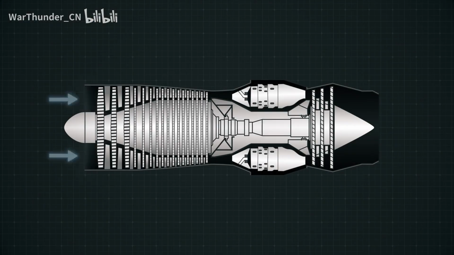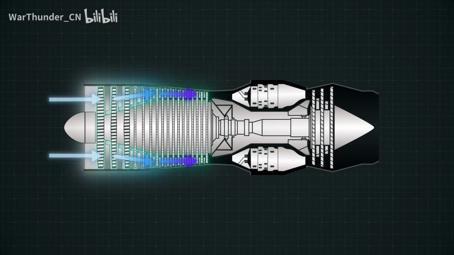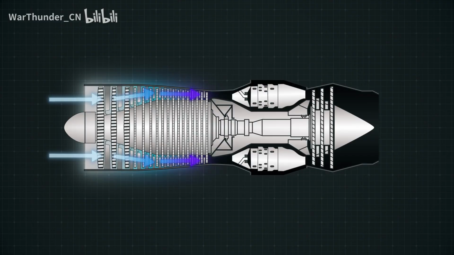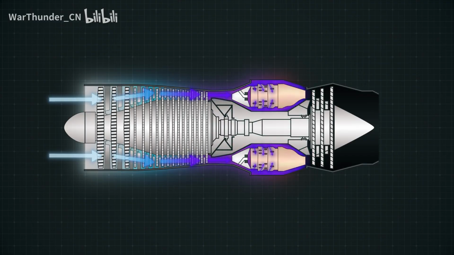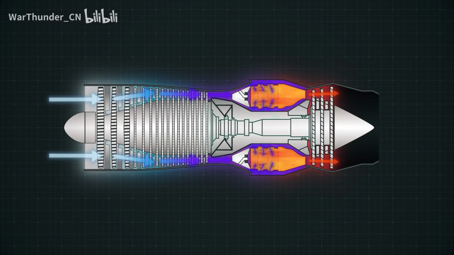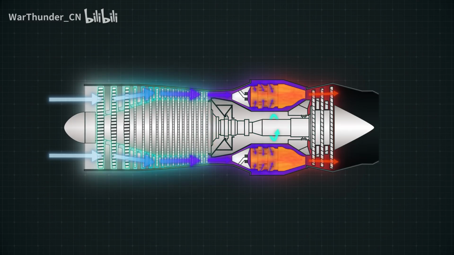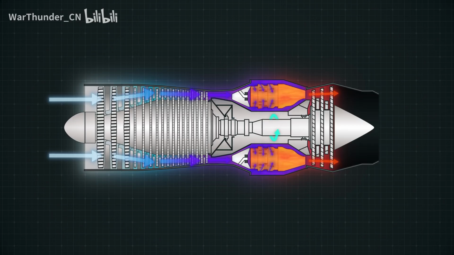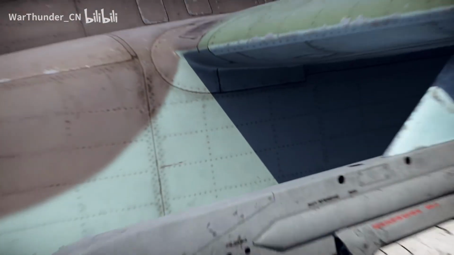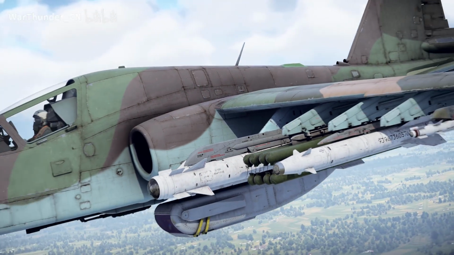Air enters through the intake and goes straight into the compressor, which is essentially a series of rotating blades that compress the airflow dozens of times. The heated, high-pressure air then enters the combustion chamber, where it mixes with atomized fuel and ignites. The resulting hot gases rush into the turbine, spinning it. Through a shaft, this rotation drives the compressor, keeping the entire process self-sustaining. Finally, and most importantly, the gases exit through the nozzle, generating jet thrust.